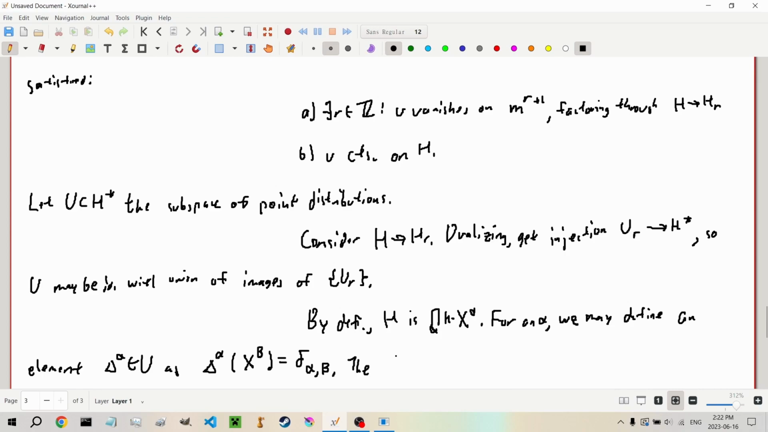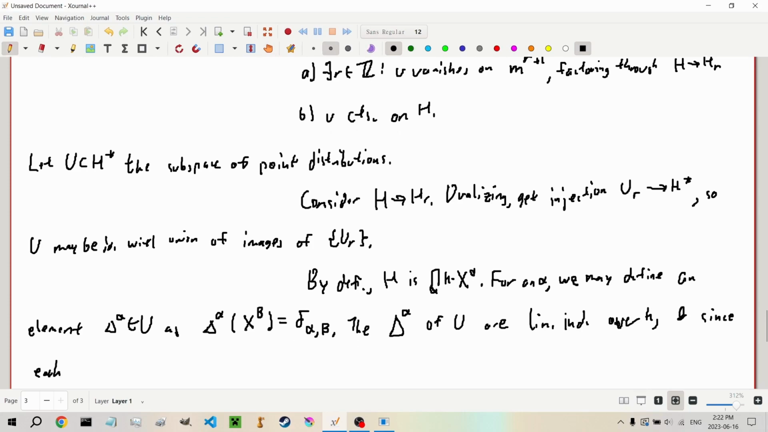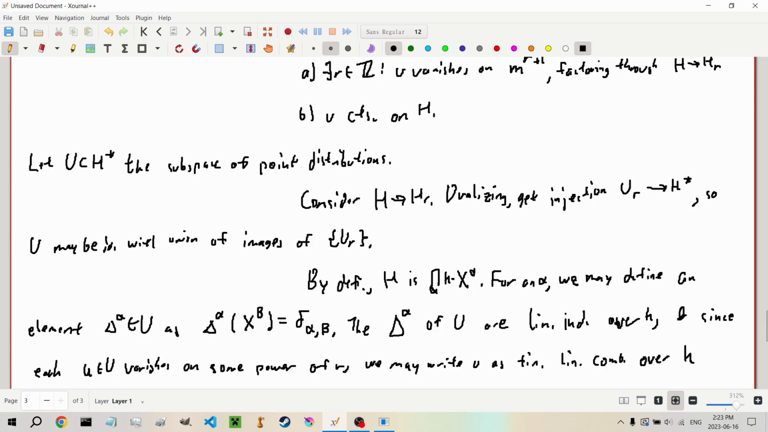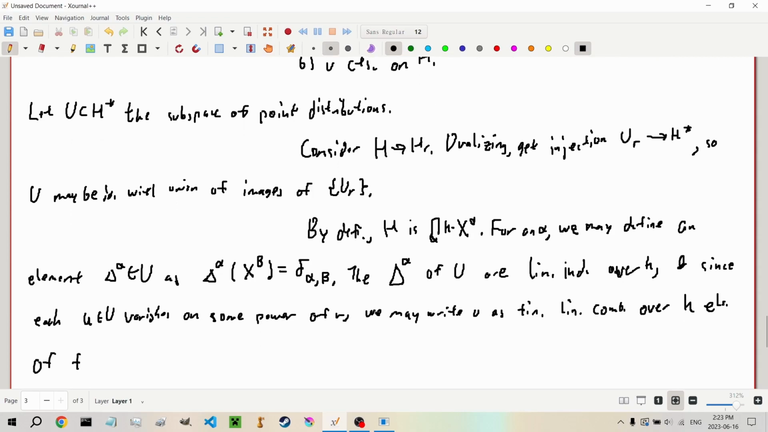Then the delta alpha in U are clearly linearly independent over K. And since u in U vanishes on some power of M, we may write each u as a finite linear combination over K of elements of the form delta to the alpha.